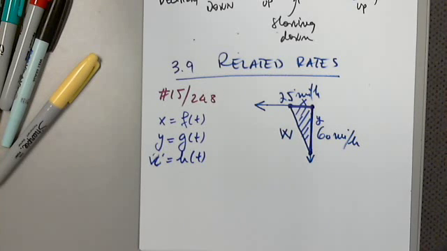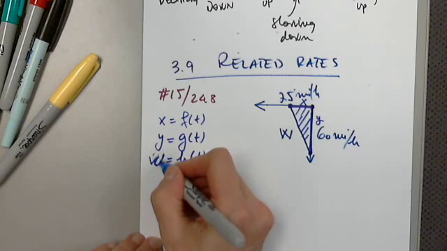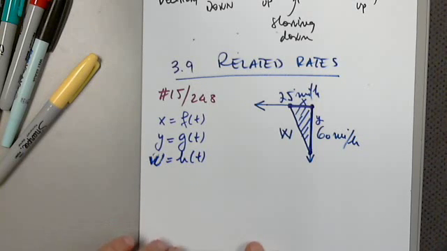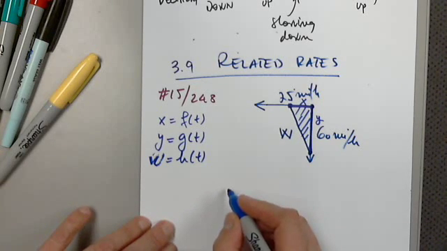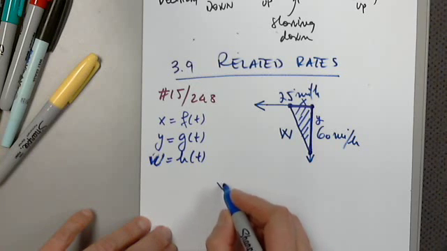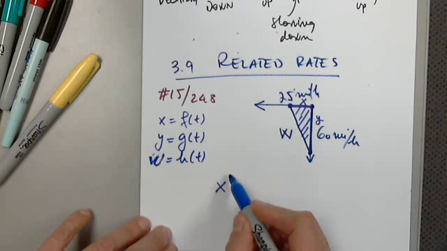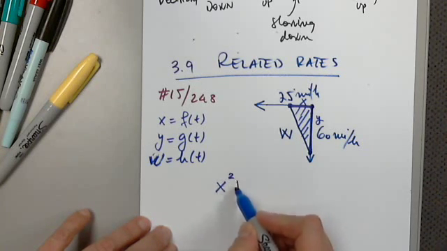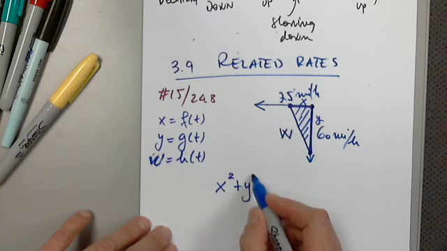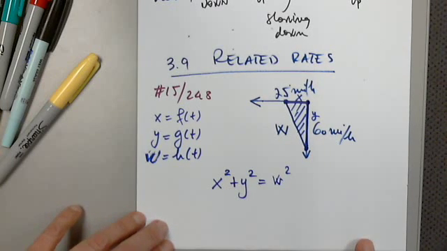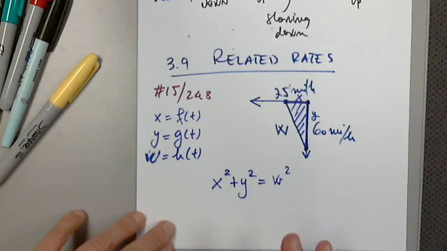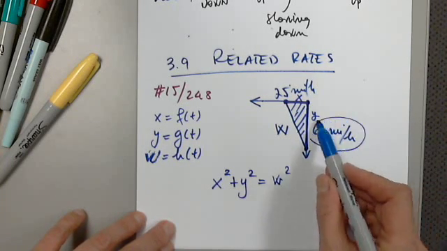So I gave them three different names. Okay, so coming back, what can I write? There must be an equation. There must be a relationship that I can come up with. Yes, please. Pythagorean theorem. Correct. So you do the root of x squared, or you can just do x squared plus y squared equals w squared. Excellent. So now let's identify what this represents.